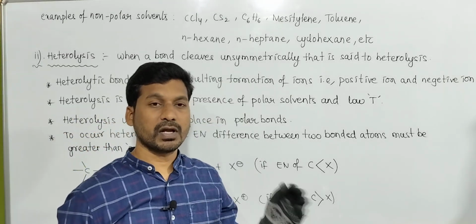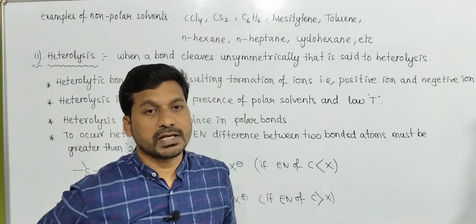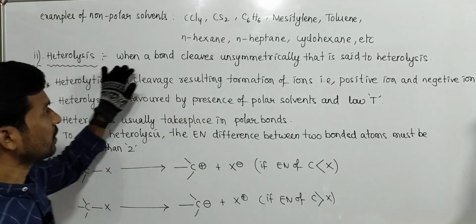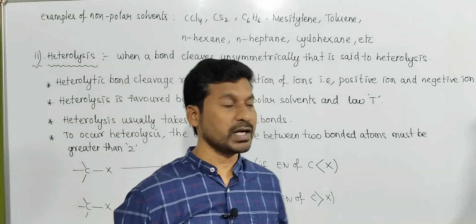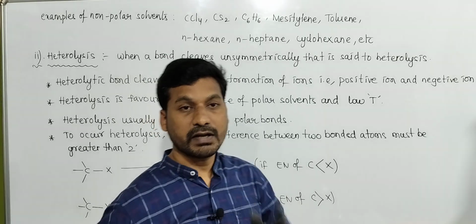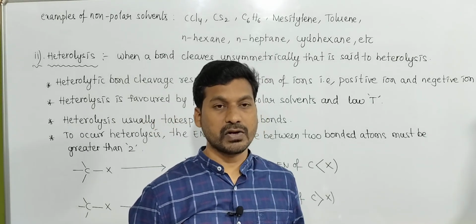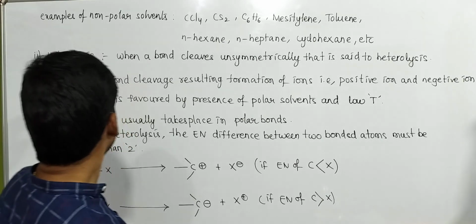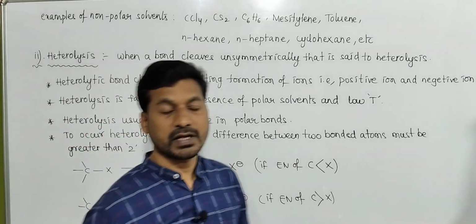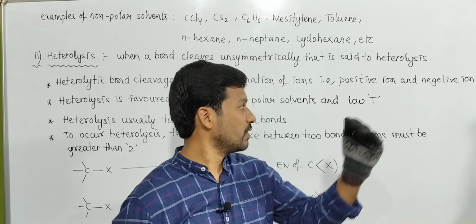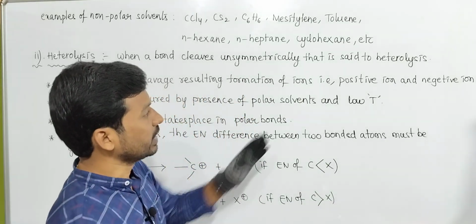In non-polar solvents, homolytic bond cleavage is generally favorable. Next, heterolysis. When a bond cleaves unsymmetrically, that is said to be heterolysis or heterolytic bond cleavage. Heterolytic bond cleavage results in ions: one positively charged ion and one negatively charged ion.